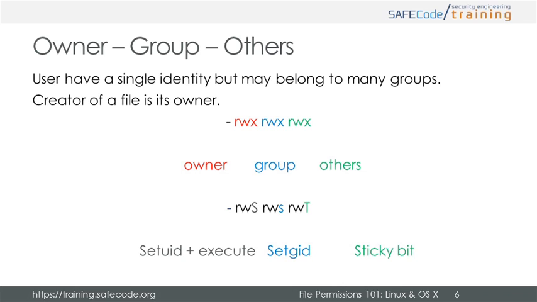The subsequent 9 characters represent the file access permissions, divided into 3 groups of 3 characters. The first group represents the permissions available to the owner of the file. The second, the group to which the file belongs. And the third, to others, users that are not the owner and not part of the group the file belongs to. In each of the 3 character groups, the first character is the read permission.